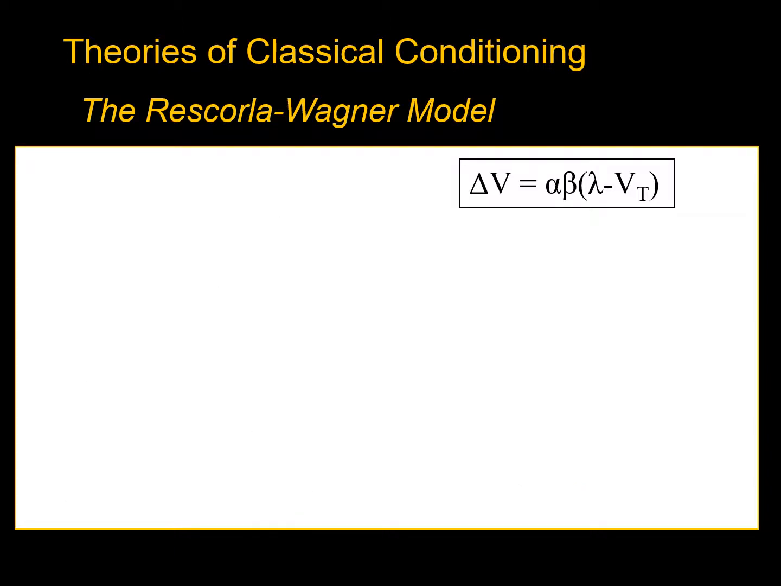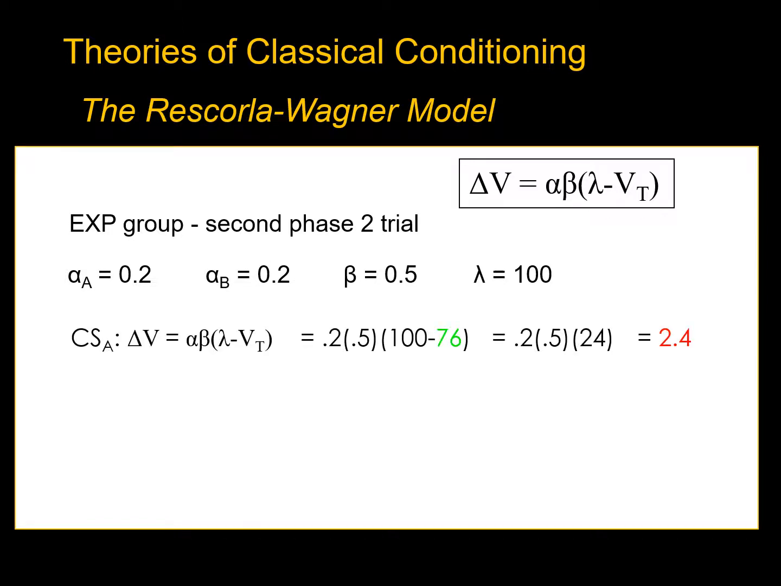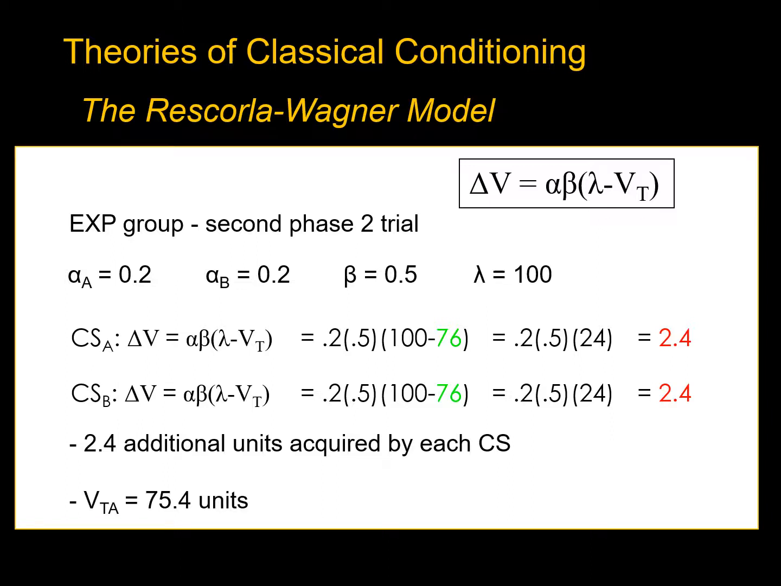Model the second trial. Well, again, I don't think this is going to be too surprising. As we already decided, our value for V sub t, the amount of that 100 units that's been used up in total now, is 76. And we get another 2.4 units of associative strength acquired by each CS. So, I could ask you, but I think you probably figured it out by now. We now have 75.4 units of associative strength in total acquired by CSA, and presumably 5.4 units acquired by CSB, for a total of 80.8 that have been used up.